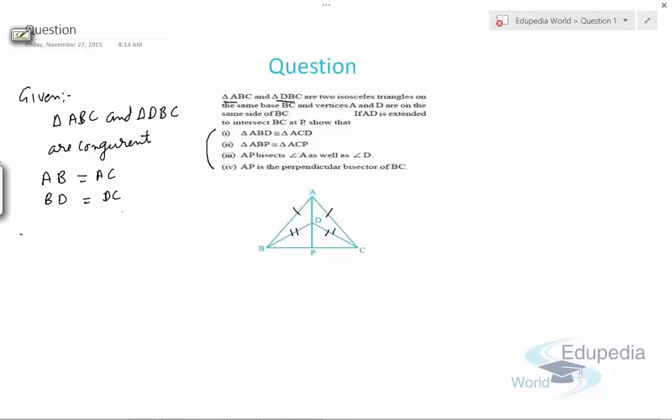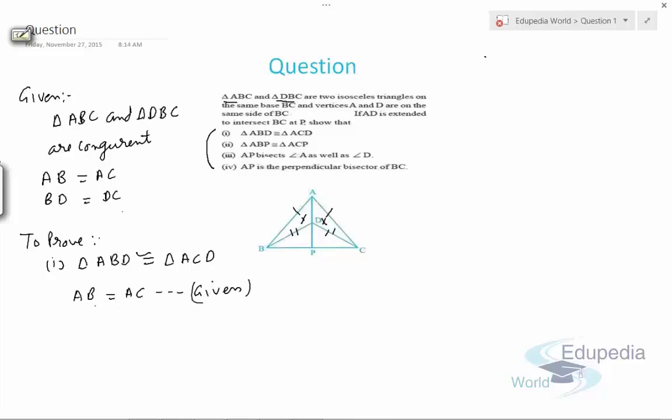Now, to prove, let's prove the first part. The first part we need to prove is that triangle ABD is congruent to triangle ACD. So let's discuss how we can do this. ABD is this triangle, and ACD is this triangle. Let me draw the triangle over here, or we can do it directly. That doesn't matter anyway. Now, it's given that AB equals AC, which is given.